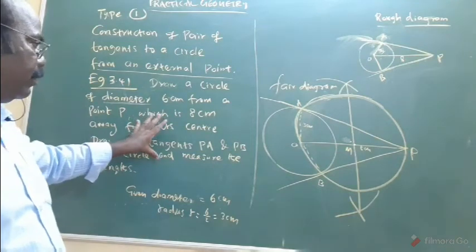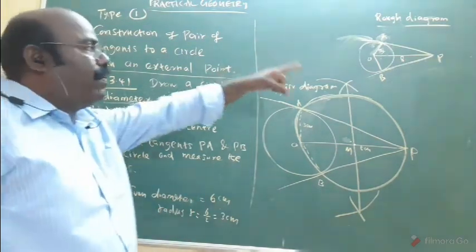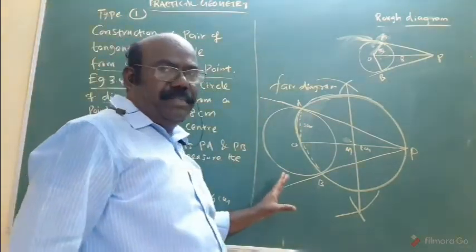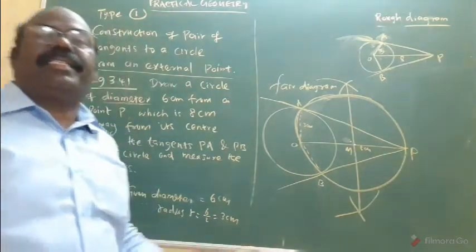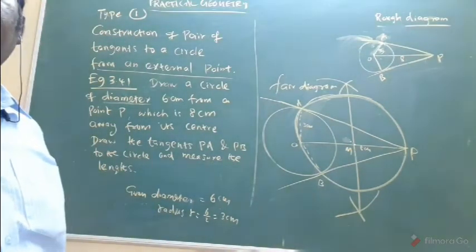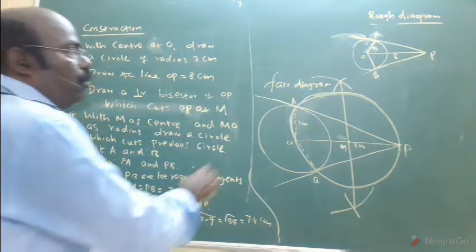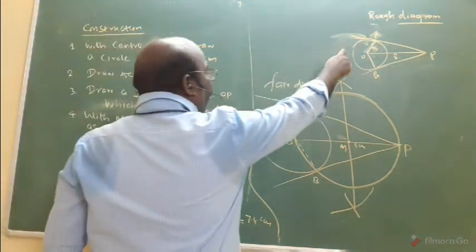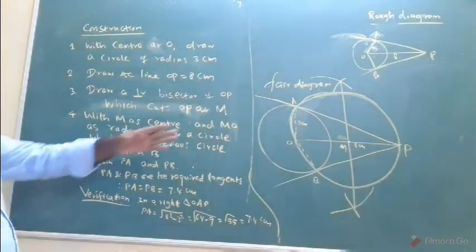This is a question. The diameter is given, divide by two to get the radius; rough diagram, then fair diagram. That's important. Am I right? And then this is the construction. That's all. Now write the construction. What I told you: rough diagram, now construction.